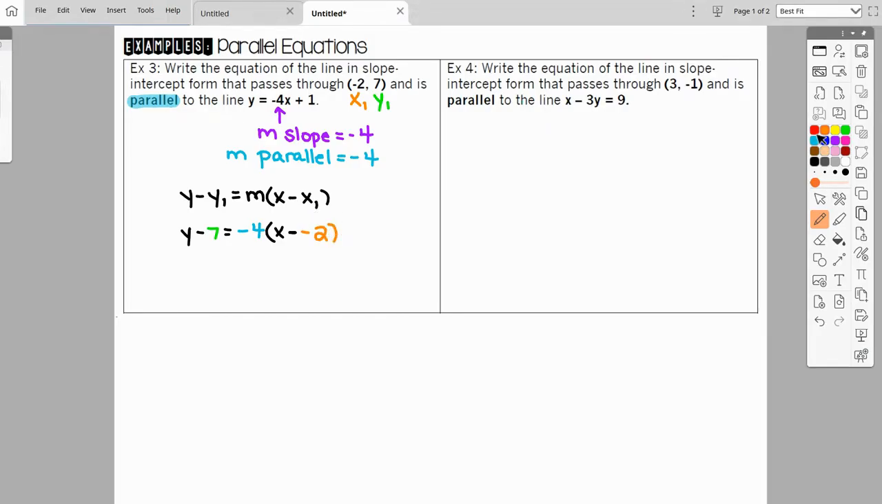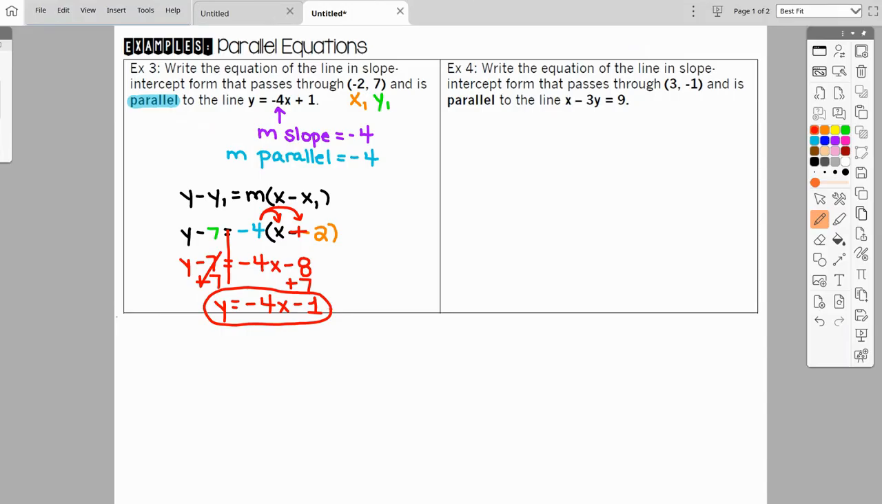Let's go ahead and make that double negative next to each other into a positive. That way I can solve this down. I distribute the negative 4 because I need it in slope-intercept format. Keep the y minus 7 on the left, and I get negative 4x minus 8 on the right. I add 7 to each side. That way my y is all by itself, and my parallel line will be y equals negative 4x minus 1.